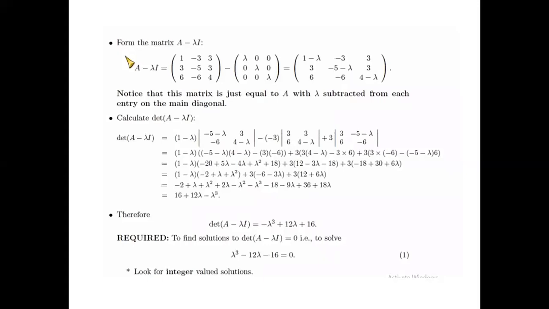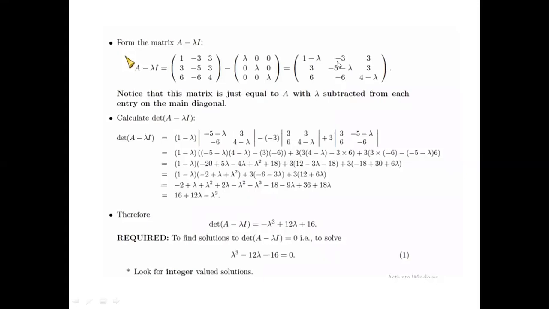So now you just subtract these matrices. You can see that the only effect is on the components which are on the main diagonal. Okay. So now you calculate the determinant of A minus lambda I. Right. So this problem shows you exactly how you can calculate the determinant step by step. So we take 1 minus lambda and we ignore the first column and the first row. We're left with minus 5 minus lambda, 3 minus 6, and 4 minus lambda. So that's written here, right?